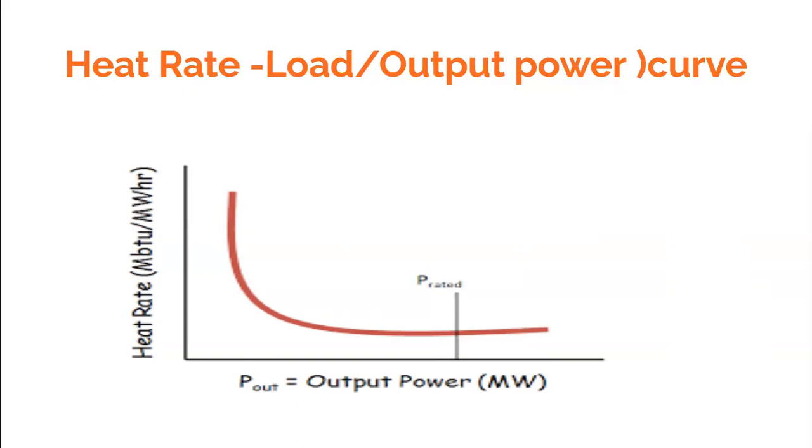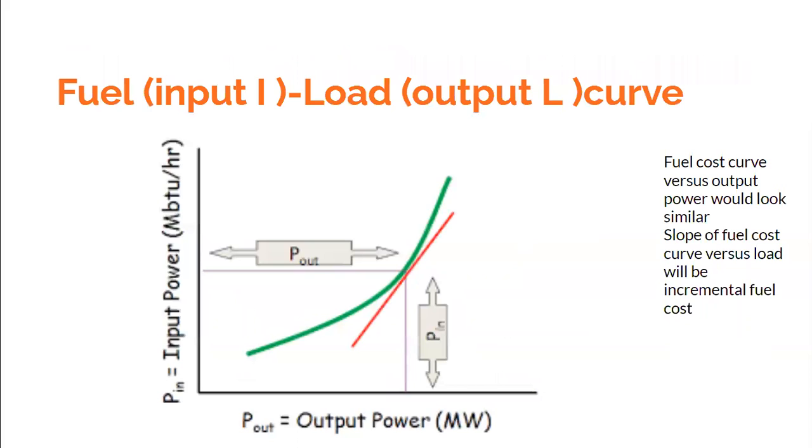The other important curve which one needs to look into before we understand economic scheduling is the input versus output curve.